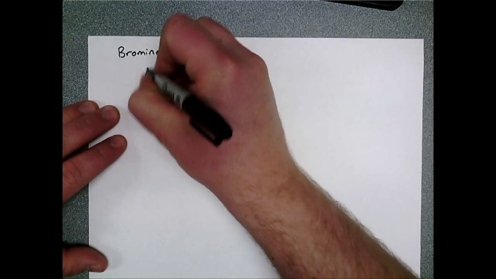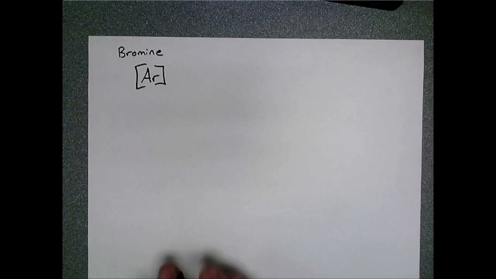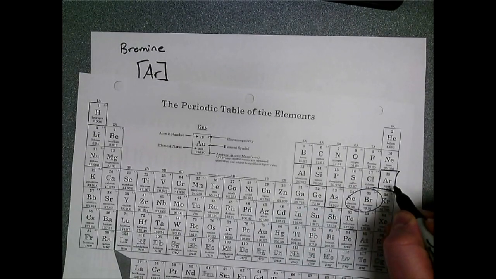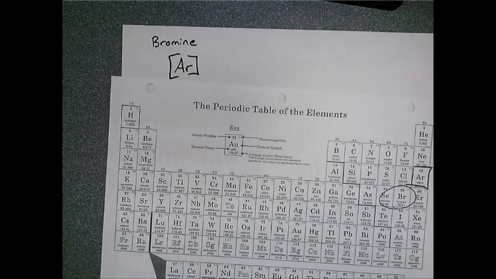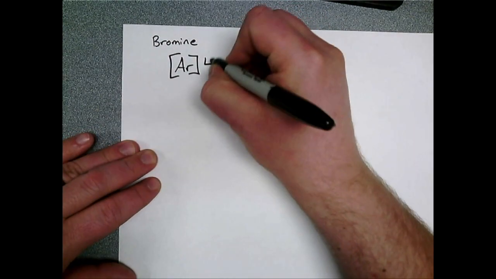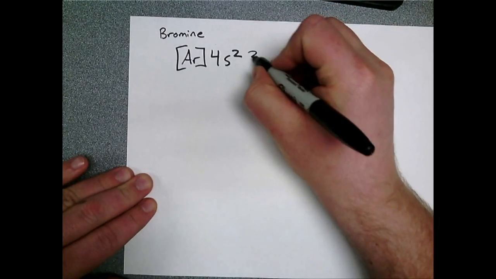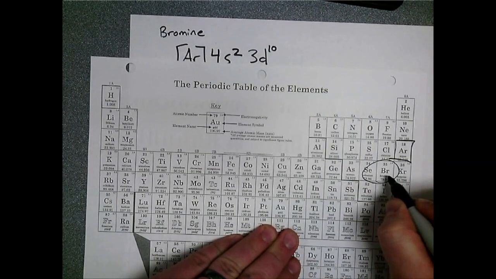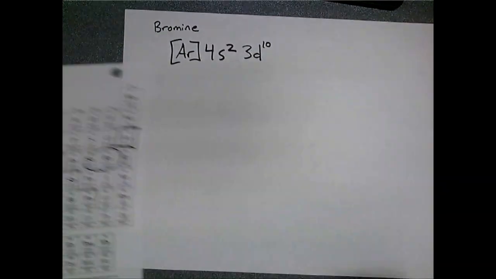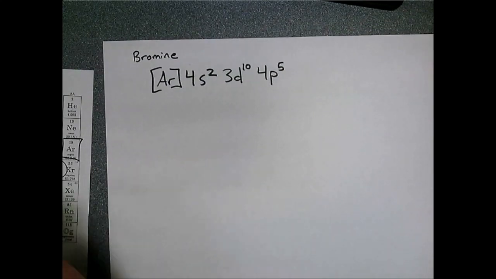So I'm going to start with argon as my starting point. Argon ends on 3p6, so the next section would be right over here with potassium, 4s2. Then we go down here into the D section, so that's 3d10. And then we do the final bit for bromine, 4p5. And that is the noble gas configuration for bromine.